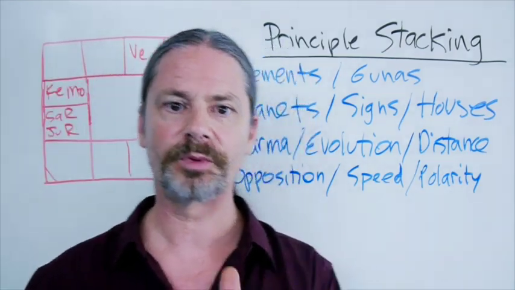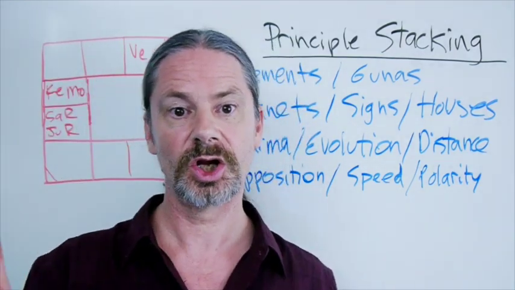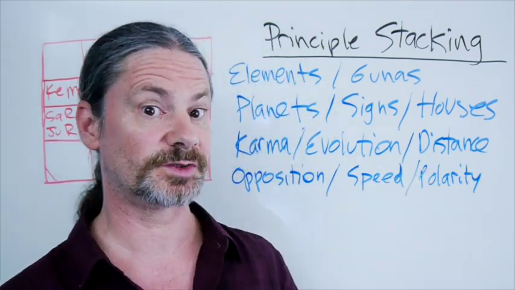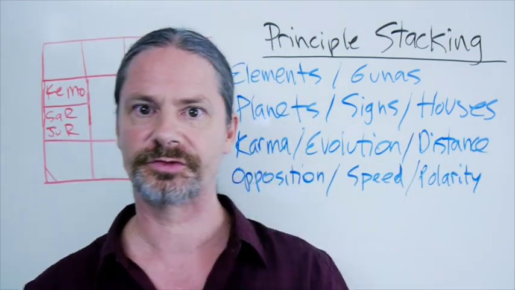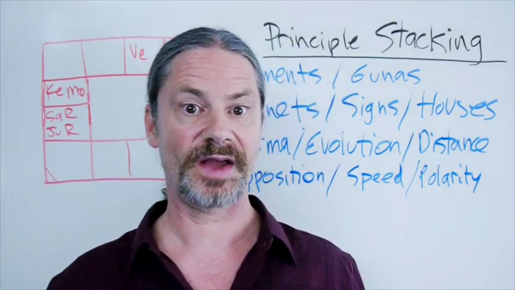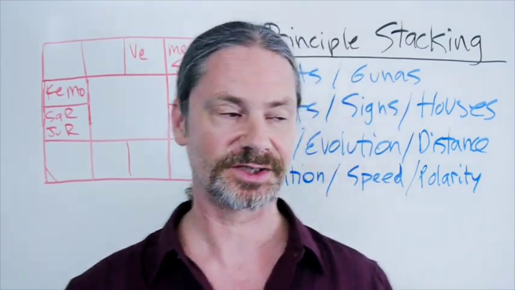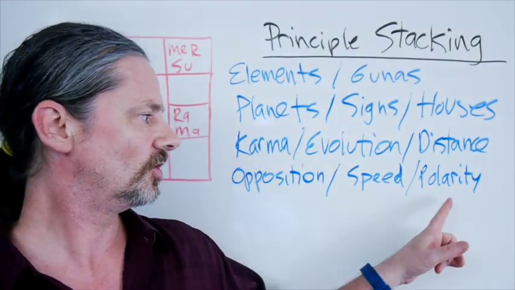Speed, very important principle. For instance, the concept of retrograde is very much related to speed, or planets that move fast. Mercury moves fast. The moon moves fast. So those parts of us move fast. The rising sign moves fast. It's the earth turning. And then polarity.